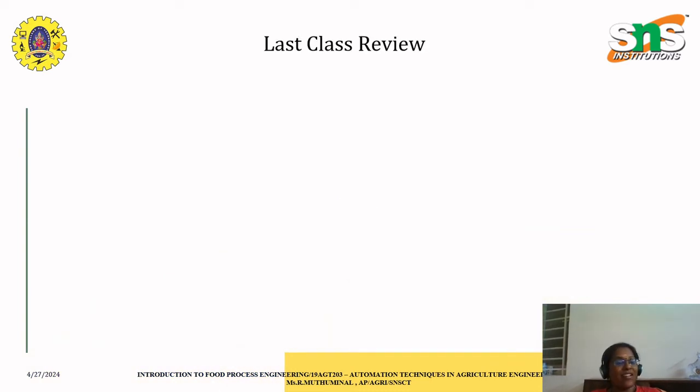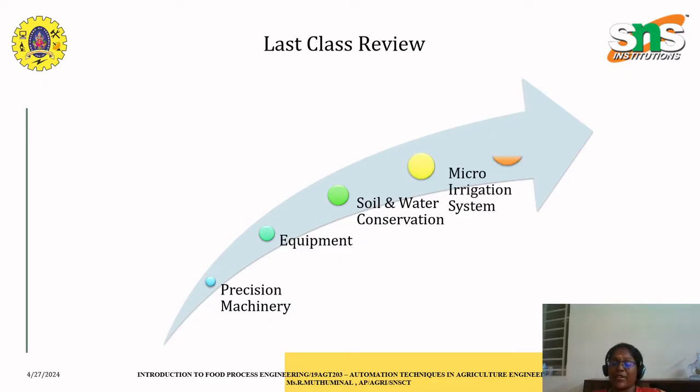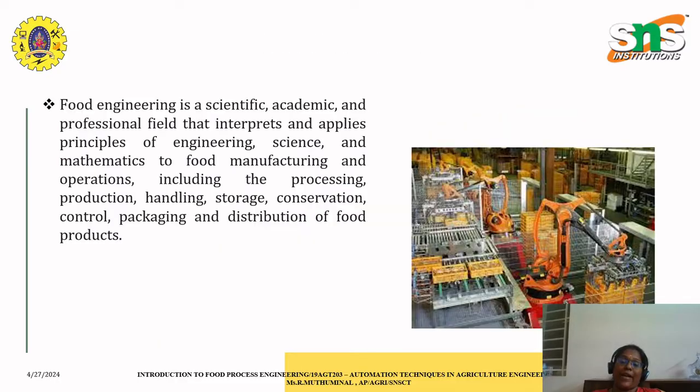So we'll have a small recap of the last class review. What we have seen as of today is precision machinery and what are the equipments involved in precision machinery, how the soil and water conservation imparts on precision farming, and what is micro irrigation system, how could protected cultivation be helpful in the production of crop yields in a very good quality.